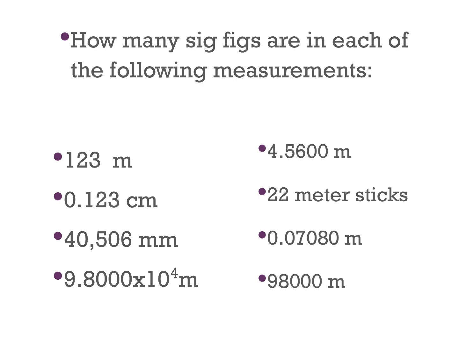So 123, how many sig figs? Okay, good. 3 sig figs. All right, how about 0.123? 3 or 4. Look at our rules. What's the rule for leading zeros? Does this first 0 count? Okay, it doesn't. So how many sig figs? 3. Good. How about 40,506?